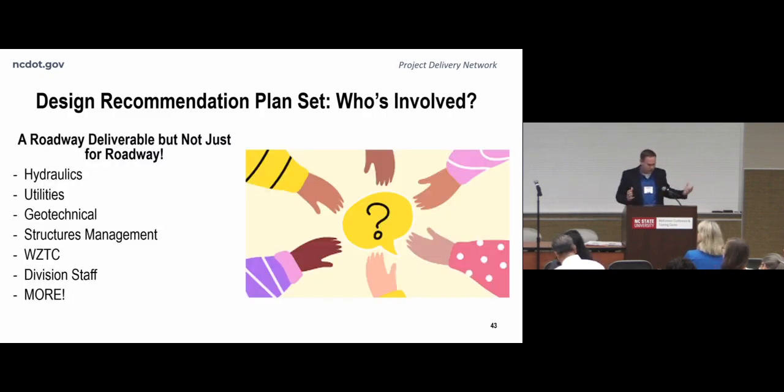So while the design recommendation plan set lives in the roadway design portion of the PDN and it's a major roadway design submittal, it's not just roadway that feeds into that set of plans. We work with early information from hydro, from utility, from geotech, from structures, and as I mentioned, with work zone traffic control and our division partners, and many, many more stakeholders when we are setting up our alignments and taking a first look at project impacts. It's important that we have this early coordination to get the buy-in from others and have our best shot at getting these alignments right the first time.